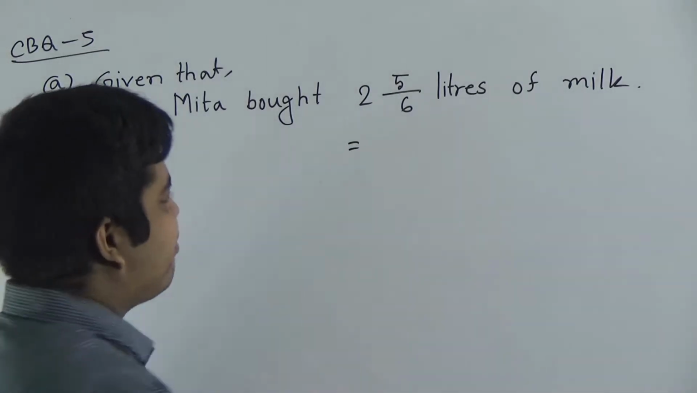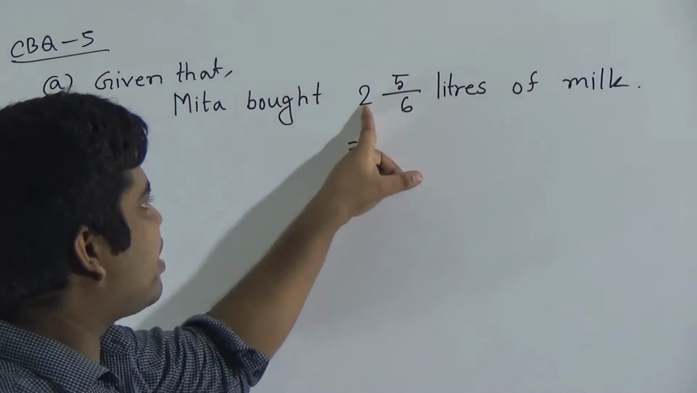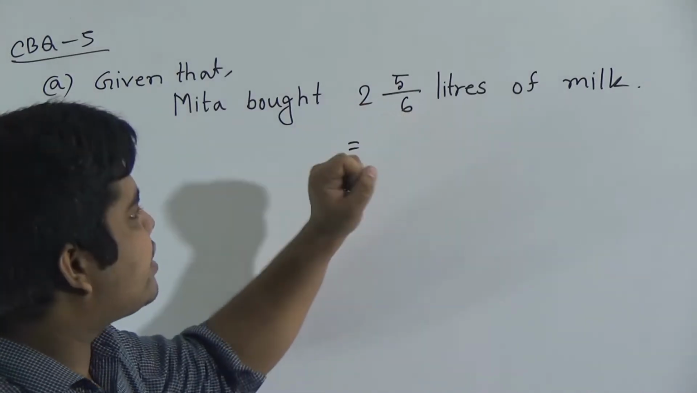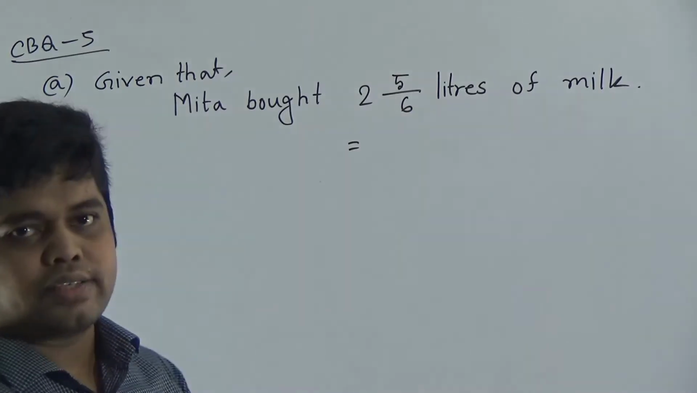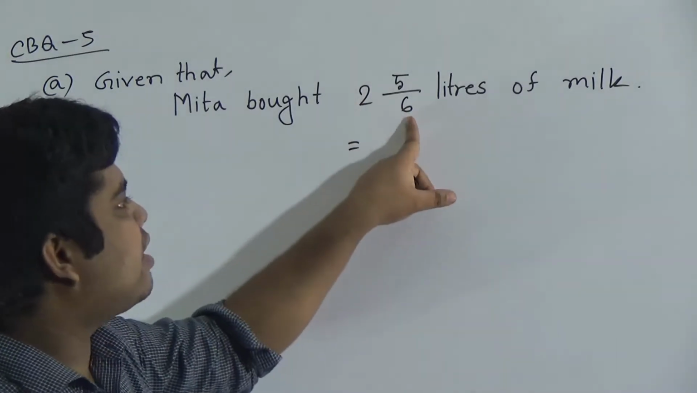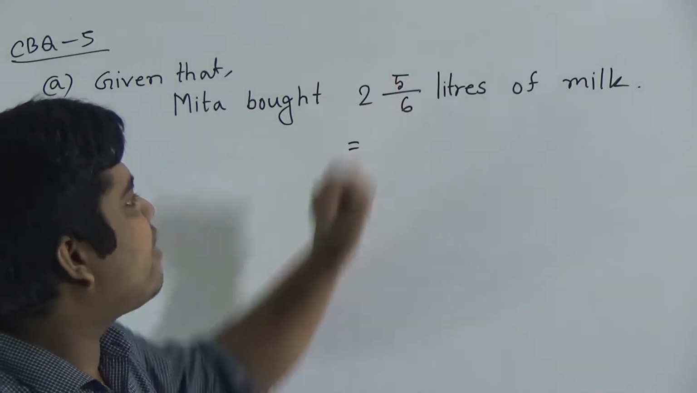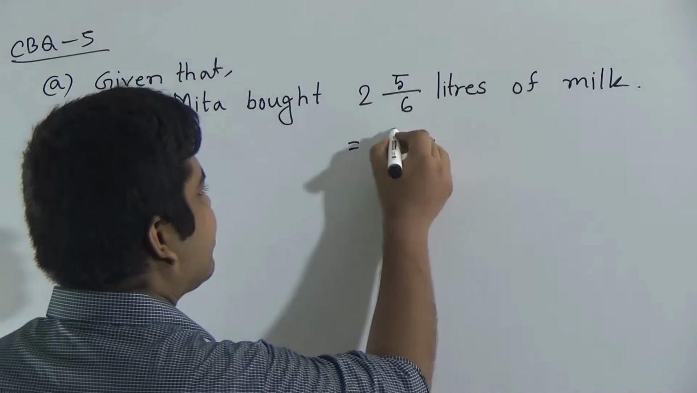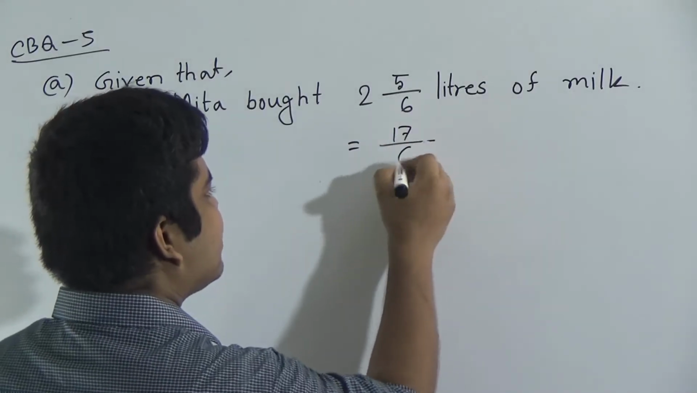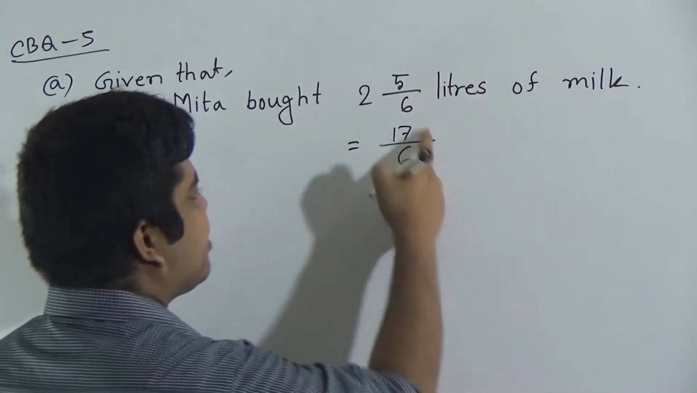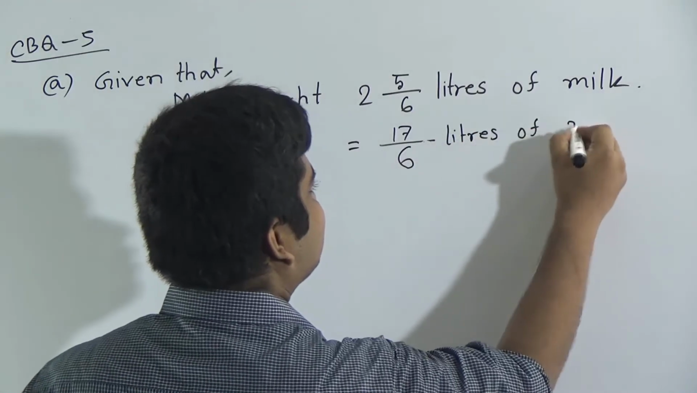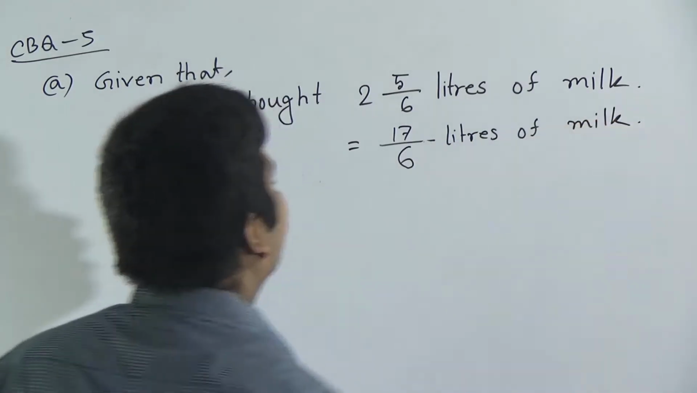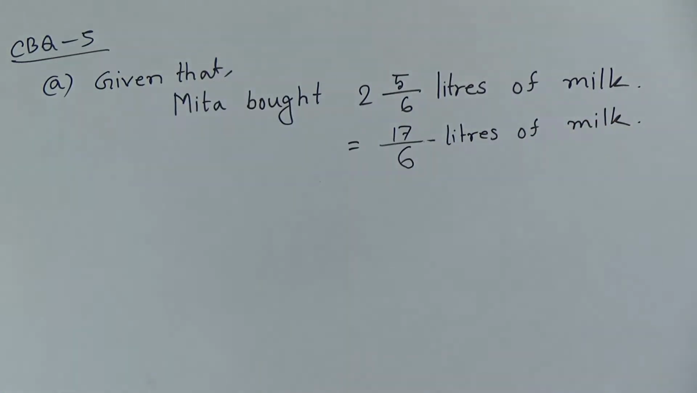How can we do it? At first we multiply the integer part and the denominator of the fraction. After that we add 5 to that product. That means 2 sixes are 12, 12 and 5 is 17. So we write 17 and this 6 is here. So Mita bought 17/6 liters of milk. Okay, so Mita's amount of milk is done.